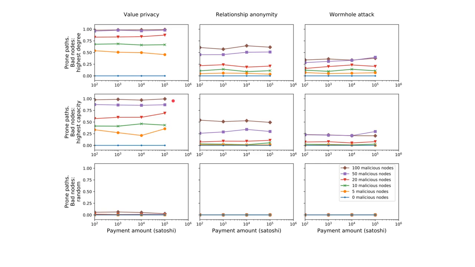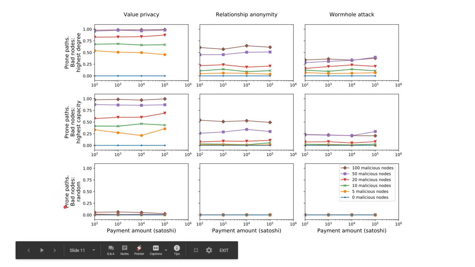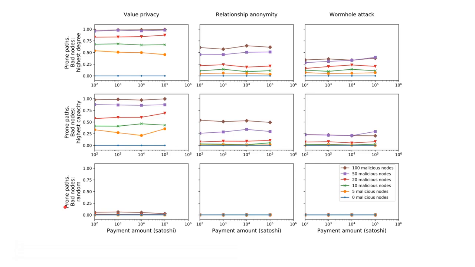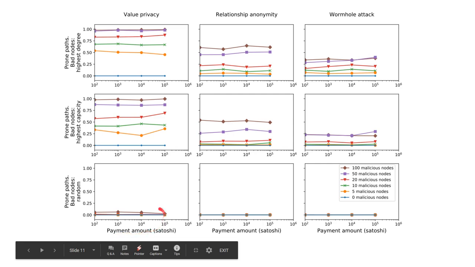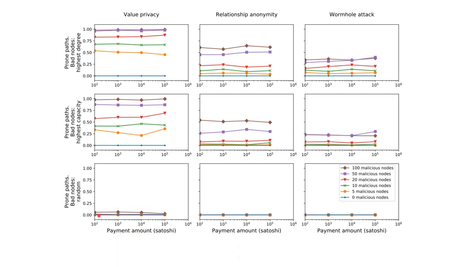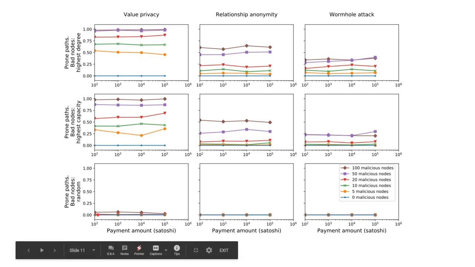And then if we go to the big picture, first of all, our control experiment on the random group shows that, of course, it doesn't make any sense for the attacker to attack random nodes because it just doesn't help at all. Only if the attacker compromises 100 random nodes, then the probability of success of the attack on value privacy rises a little bit above zero. But for all other cases, basically everything else is zero. So random compromise doesn't work.